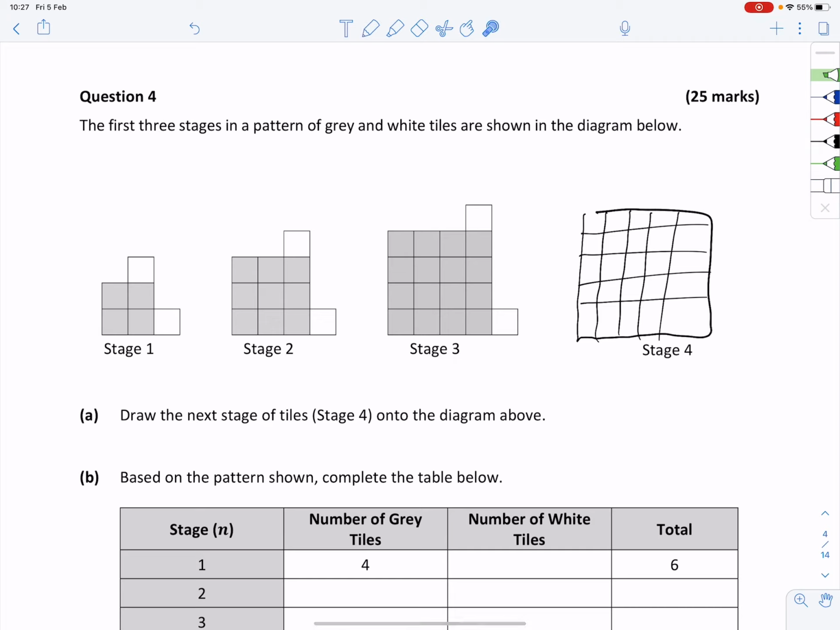Let's just count 1, 2, 3, 4, 5, 1, 2, 3, 4, 5. So these will be my grey squares. Let's color them fairly quickly. And each of the elements of the pattern has two additional squares. The white squares, one added above and one added to the side, and that forms the full pattern. So that's the first part.